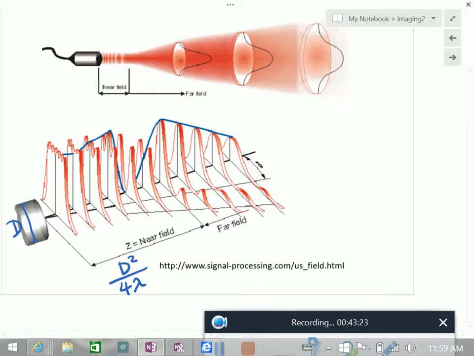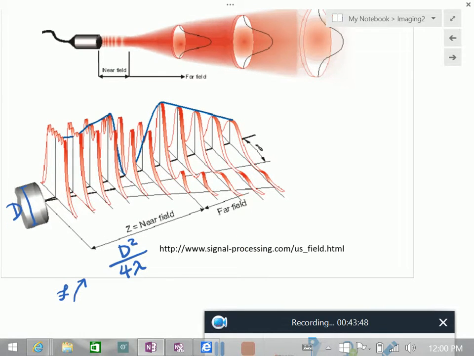So for the same diameter, if the frequency is larger, what do you expect? The near field zone is longer or smaller? Right. So frequency is larger, lambda is smaller, so the near field is larger. So you don't want to be in the near field? No. You want to avoid it. And you always have to know your near field in any material. As you can see, it depends on the material you are testing.